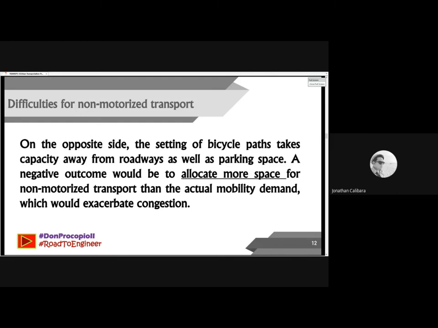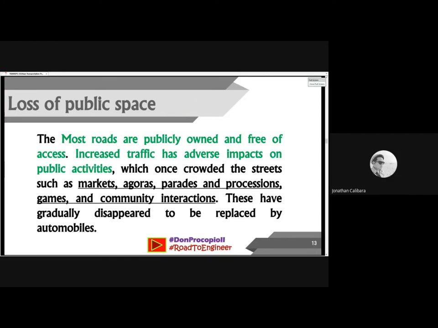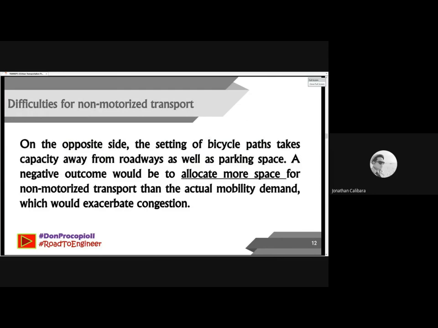Okay, let's go for our next slide, which is a loss of public space. Okay, the most roads are publicly owned, correct? Most roads, meaning the ay, dili. Pero siguro, ano, siguro ka ng mga private entities, lagi ka na kung gino, ano. And free of access increased. Siguro, you can have this access, but see to it that you are going to pay.